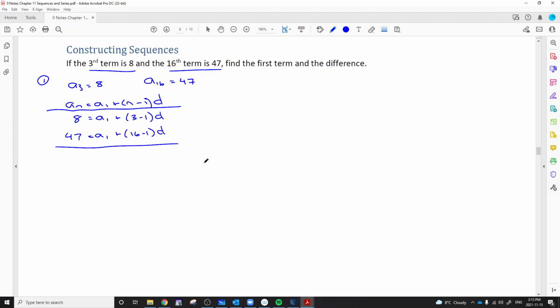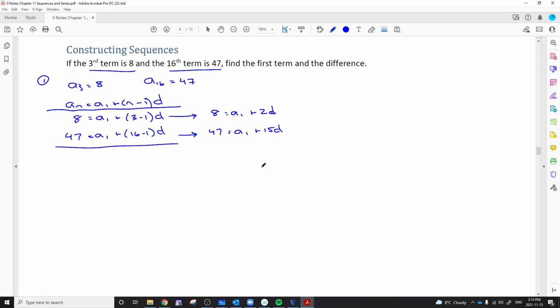If you remember way back to Math 11, when you have two equations with two variables, you can solve by substitution, elimination, or graphing. So I'm just going to first of all take this equation and make it simpler. 3 minus 1 is 2. So I've got 8 is equal to the first term plus 2d. And for this equation, I've got 47 is equal to the first term plus 15d.